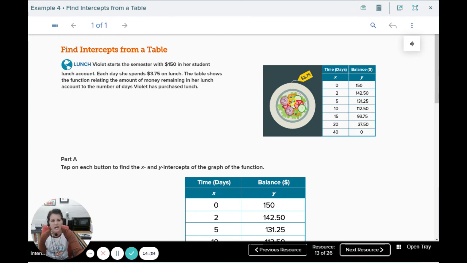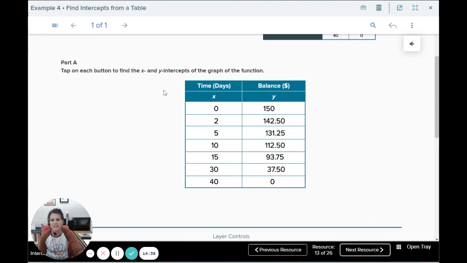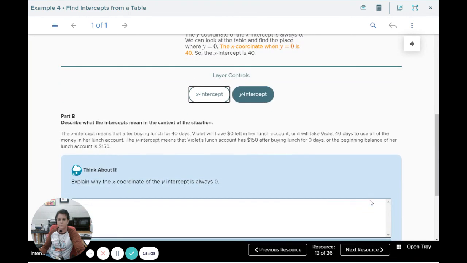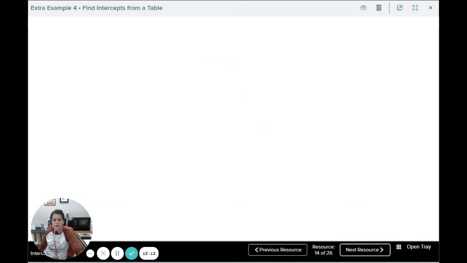All right, so let's tap on each button. It says to find the x and y intercepts of the graph of the function. So again, when x is 0, y is 150, so our y-intercept is 150. The x-intercept is x is 40 when y is 0, so the x-intercept is 40. And what this means in terms of the problem is on day 0, she had $150, and after 40 days, she had $0. Describe what the intercepts mean. We just did that, so that's already taken care of.